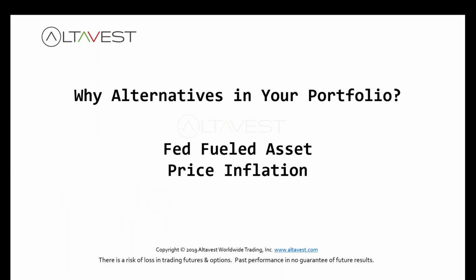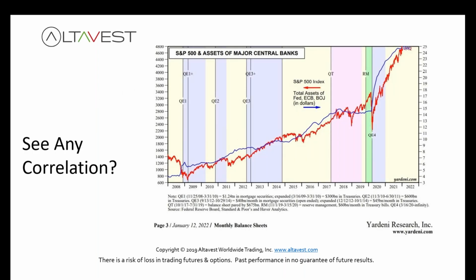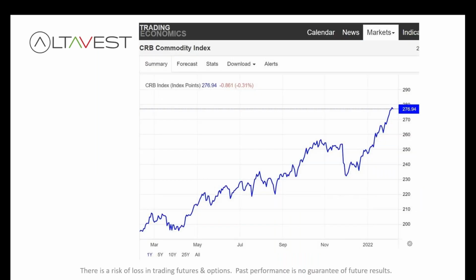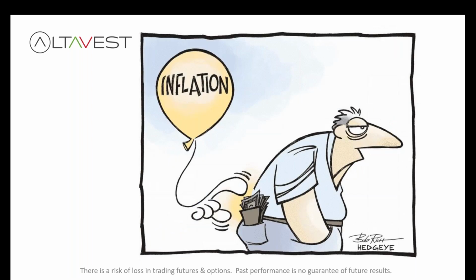And there's Fed-fueled asset price inflation going on. You've got to keep that in mind. You're losing money if you're not making more than inflation. This is kind of a crazy chart. You see the S&P is red, and the blue line is the assets of the major central banks. So huge correlation there between money supply and money flowing into the stock market. Here's the CRB index, commodity index, continues to ramp up. And that really is just taking money out of your pocket. So that's inflation for you.